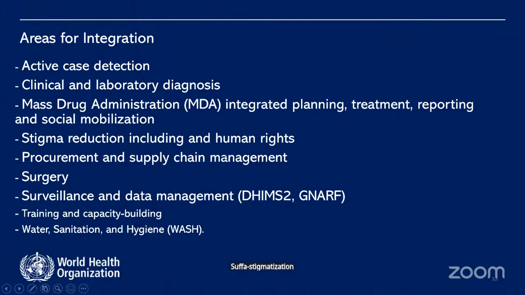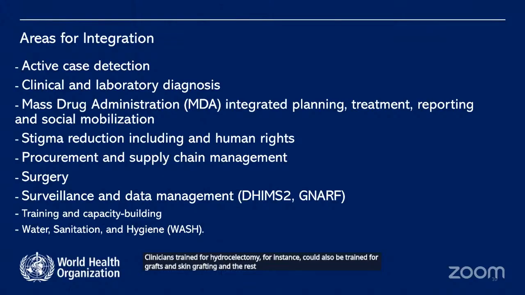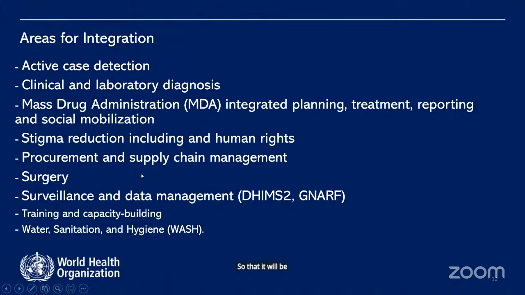And then procurement and supply chain management, this one, a system of getting all the diseases. So we have the last mile system in Ghana, and all the medicines for the diseases can benefit from that. And also surgery, as much as possible, can have integrated surgery where clinicians trained for hydrocelectomy, for instance, could also be trained for skin grafting and the rest, so that it will be kind of a multi-skilled intervention.